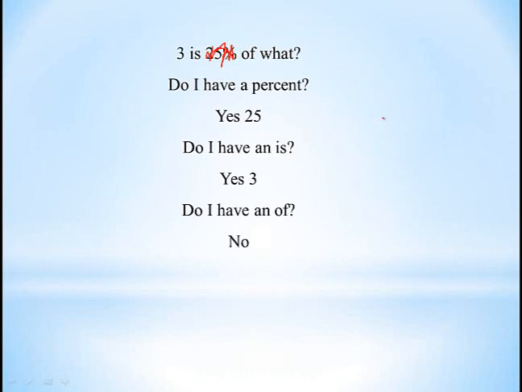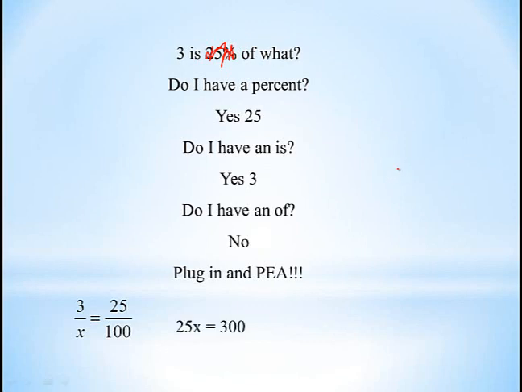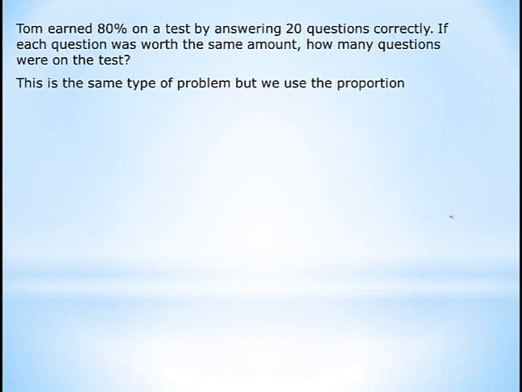Set up my proportion. I should have had 3 over x equals 25 over 100. And now I can PEA. 3 times 100 equals 25x. So x equals 12. Good job. All right, let's try another.